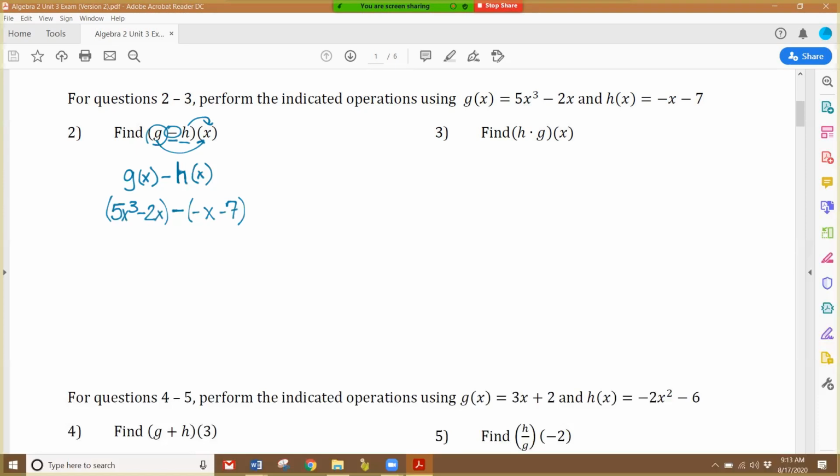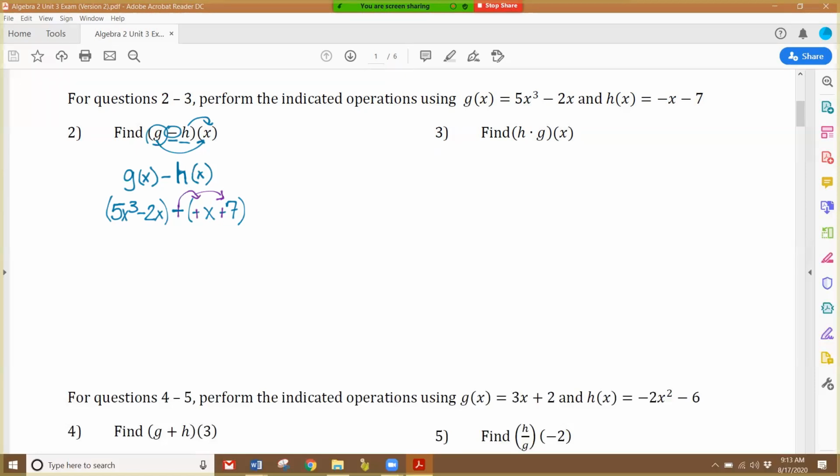Since I am subtracting, I want to get rid of that minus sign so I can combine like terms. You're just going to distribute it in. What that does is change all the signs that follow. So now we have a plus in between our parentheses and a positive x plus 7. Once you distribute that negative to the second set of parentheses, you're just going to go through and combine like terms.